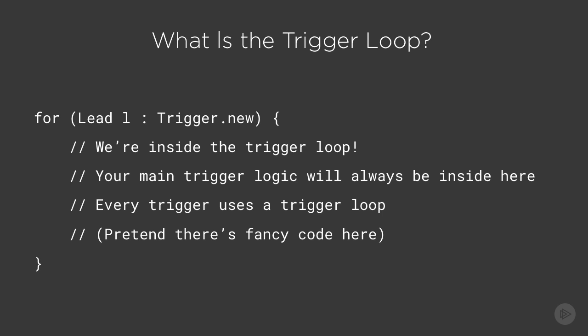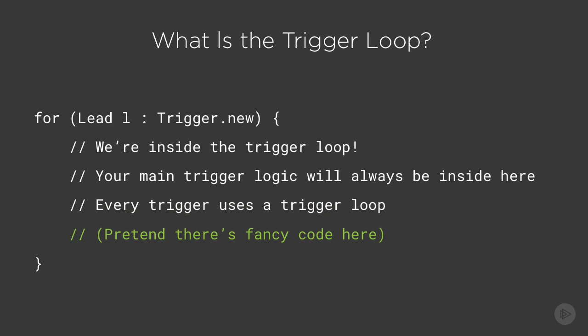Again, back to our trigger loop. Let's see how Salesforce executes this loop. First, Salesforce is going to take the first record in trigger.new and assign it to our lead variable L. With L available to use inside our loop, Salesforce will then execute each line inside our trigger loop one by one.